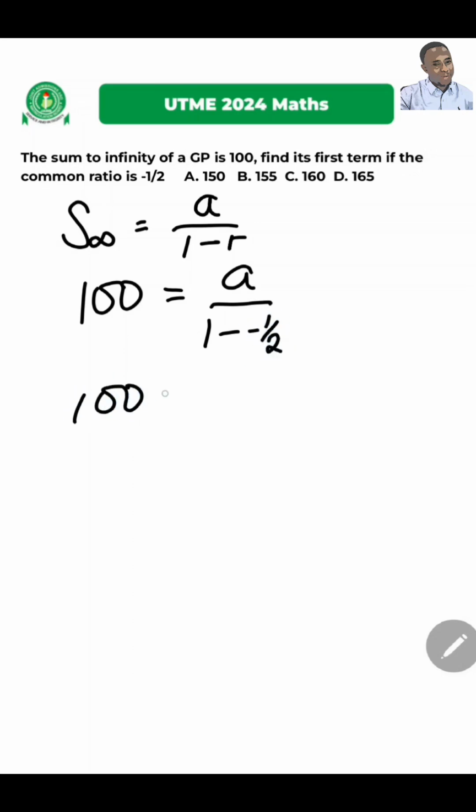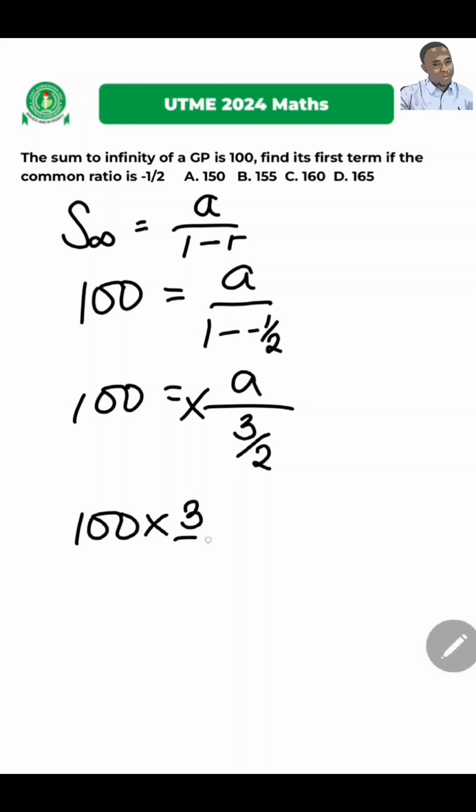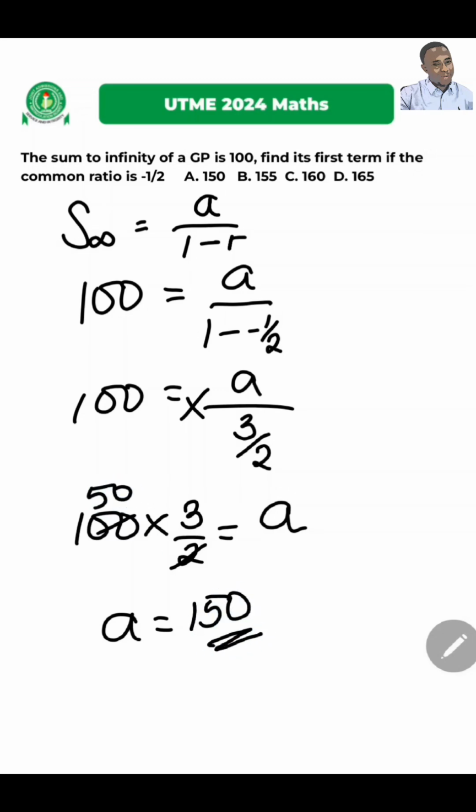So I have 100 equals to A over that. You know, negative and negative is going to give positive. So 1 plus 1 over 2 is 3 over 2. Cross multiply, you have 100 multiplied by 3 over 2 is equal to A. So A is going to be equal to 50 times 3, which is 150.